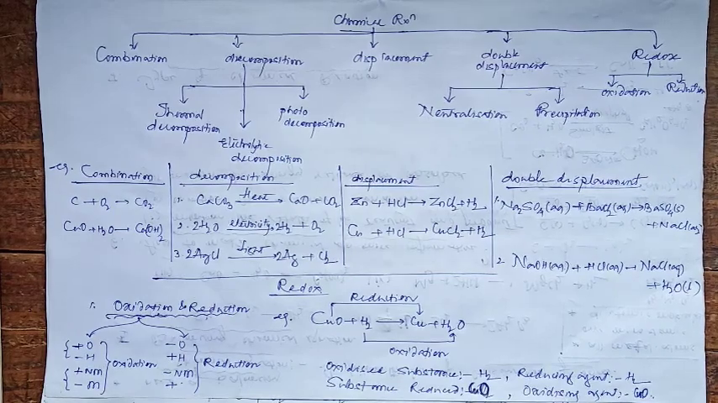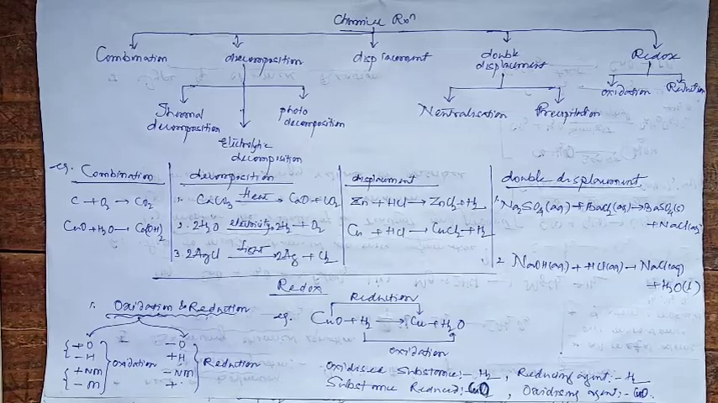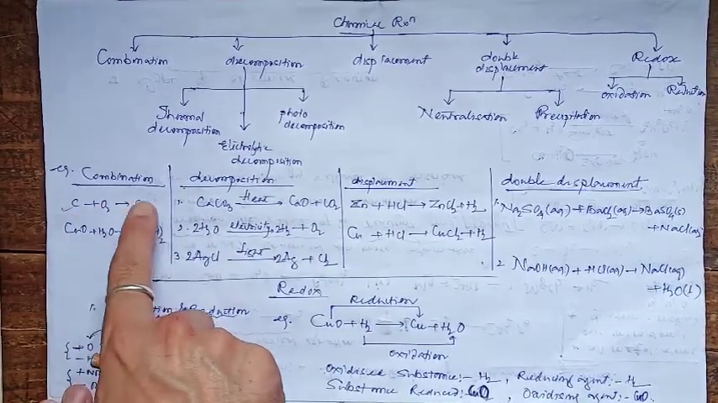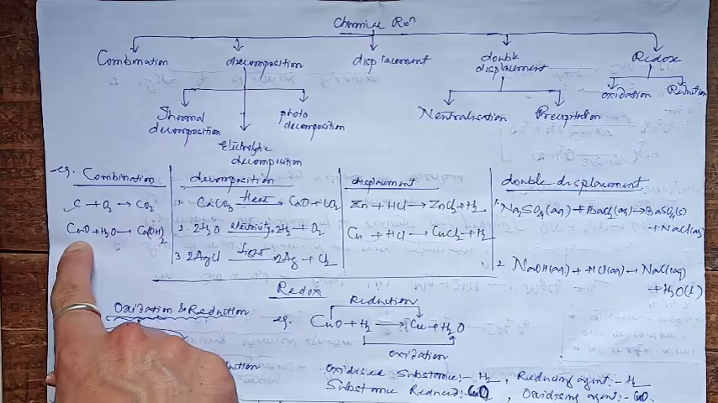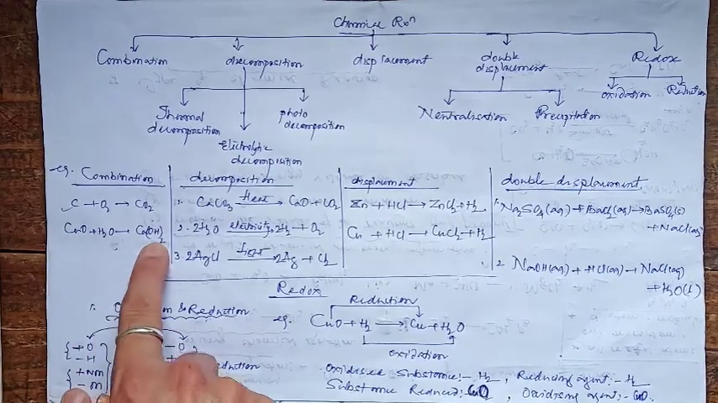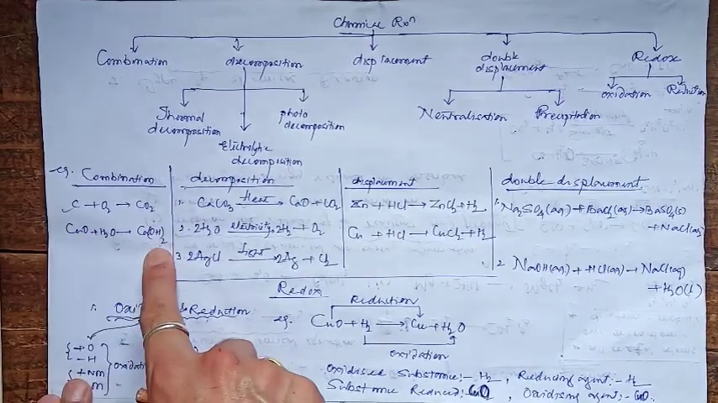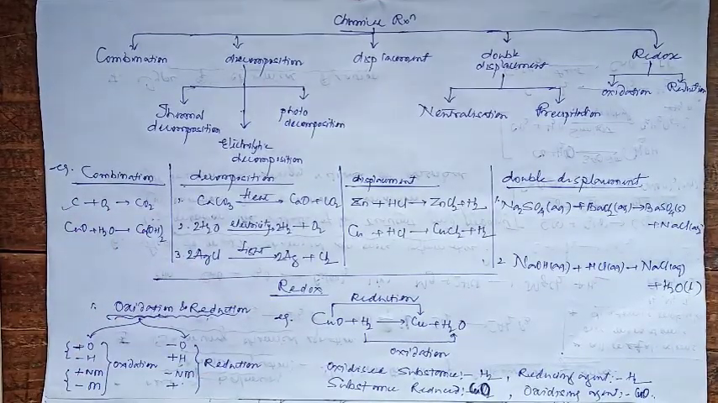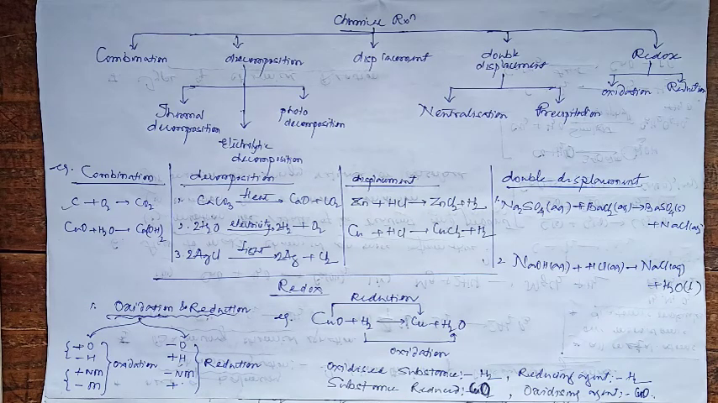Now let's understand, students, what is a combination reaction. Combination, as the name itself says, when two or more substances combine to give one single product, we say it's a combination reaction. Here you can see this example, C plus O2 gives us CO2. Two reactants combine to give us one single product. Calcium oxide plus water combines to give us calcium hydroxide. Two reactants combine to give one single product. So this is an example of a combination reaction.